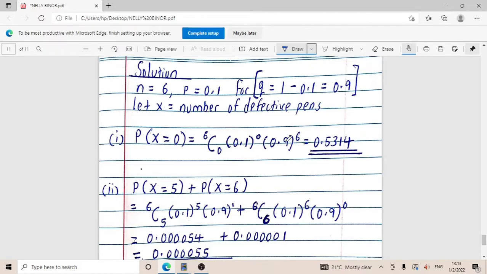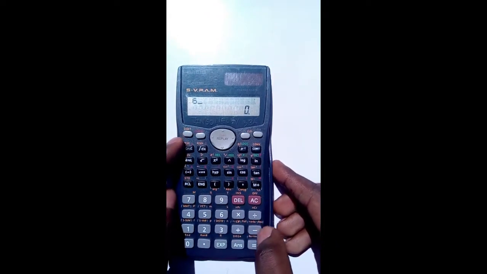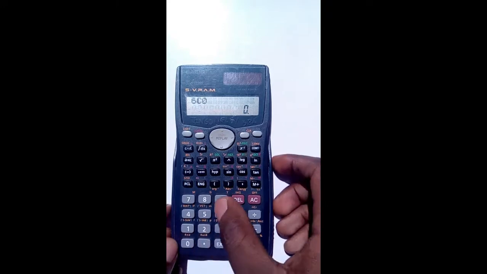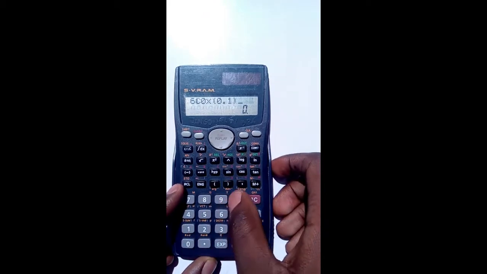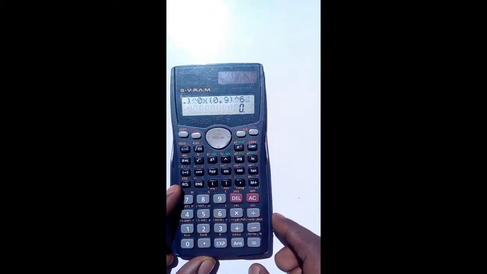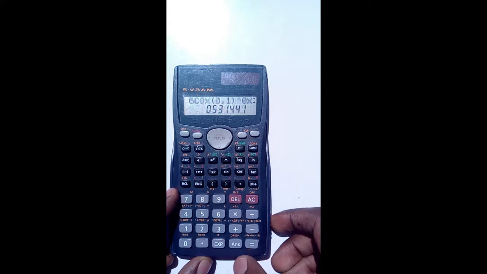So let me show you how to do this in the simple way. I'm going to press 6, then shift, then you go to the division sign, which brings you nCr, and then you go to 0, and then you say times, and then brackets 0.1, you close it, then to the power 0, then times open bracket 0.9, then you close it, then to the power 6, and then after that you go to the equal sign, and that will be your answer for the first one, which I rounded to 4 decimal places.